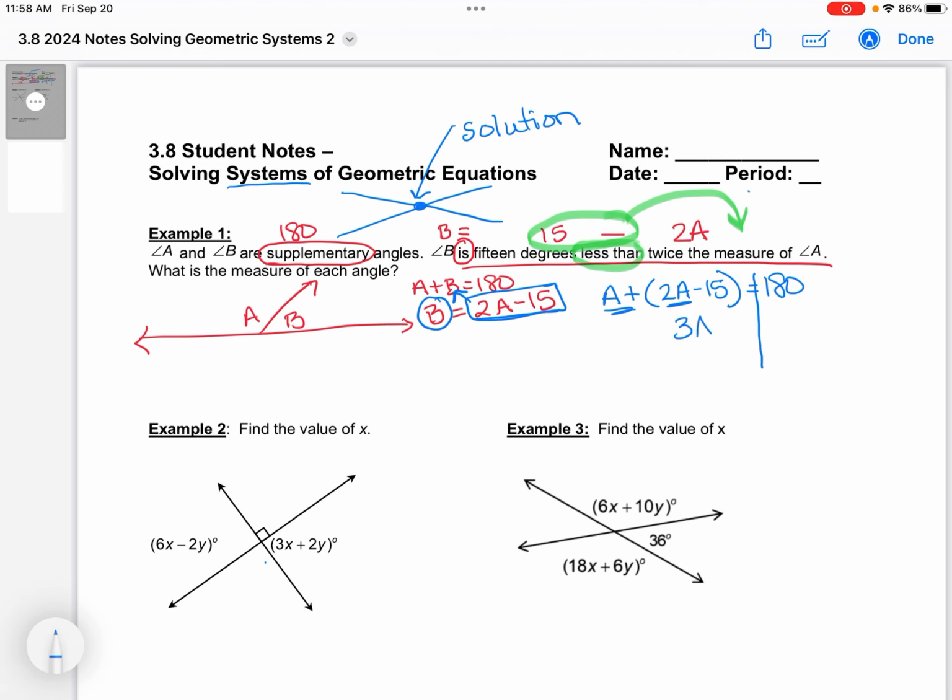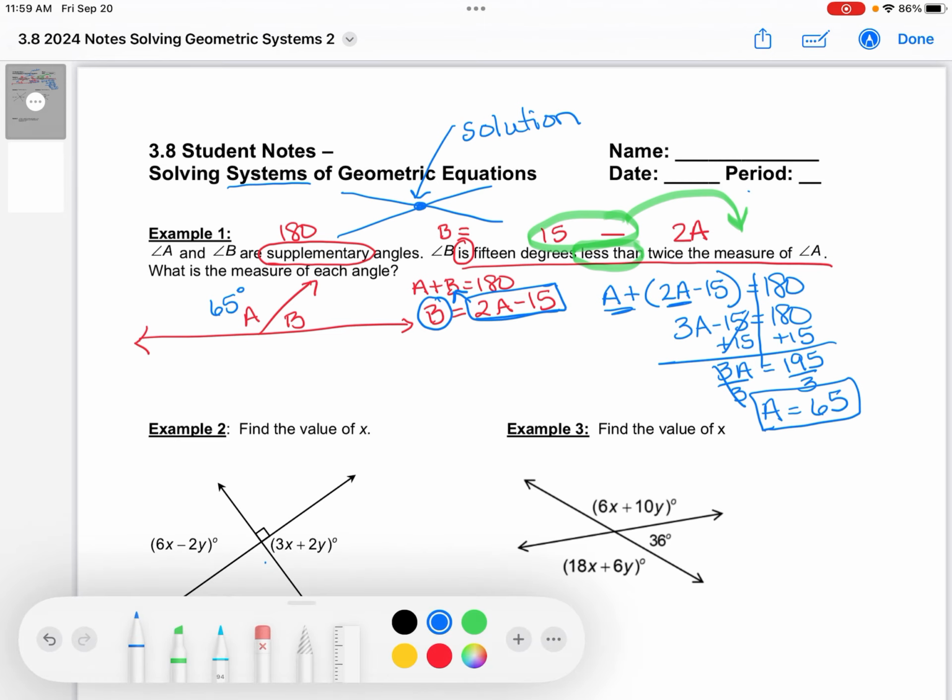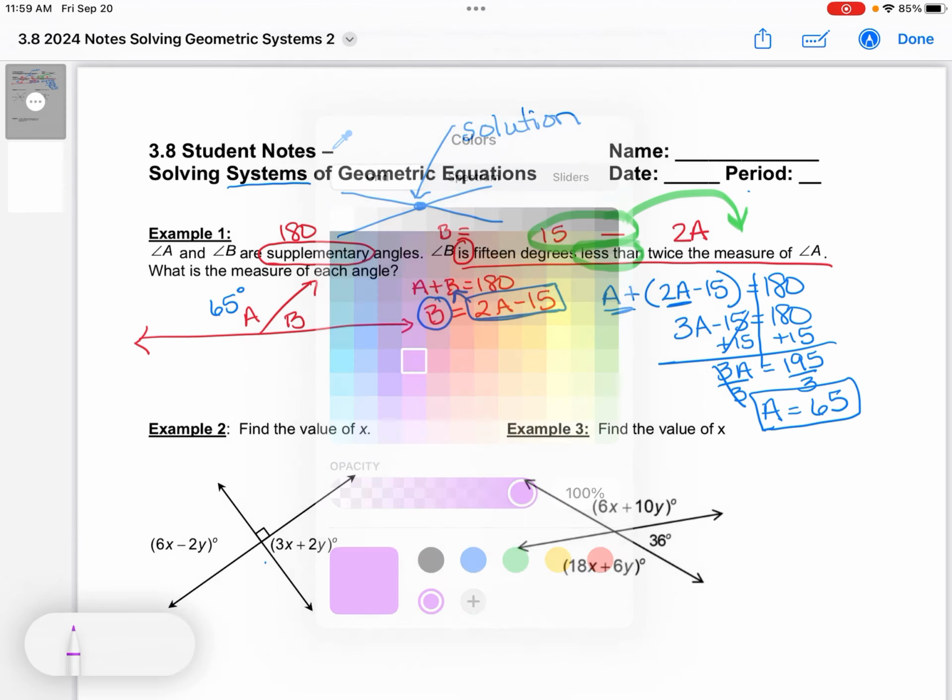I'm going to combine my like terms. And I'm going to solve for A. And I'm going to end up with A equals 65. All right, so my angle A is going to be 65 degrees. So my picture's not really right because my angle B is really bigger, but it doesn't really matter because I just need to make sure my equations work out.